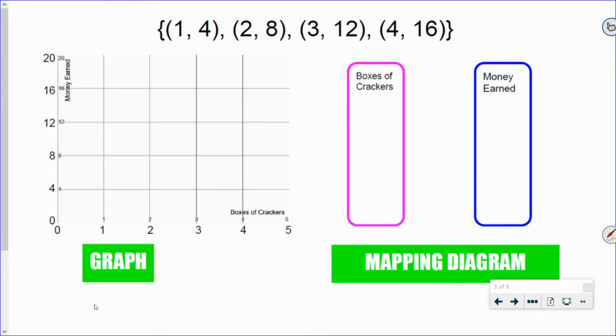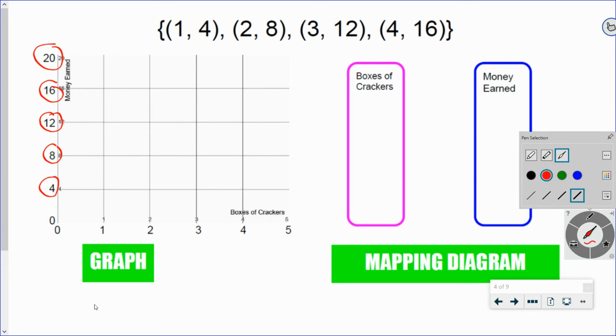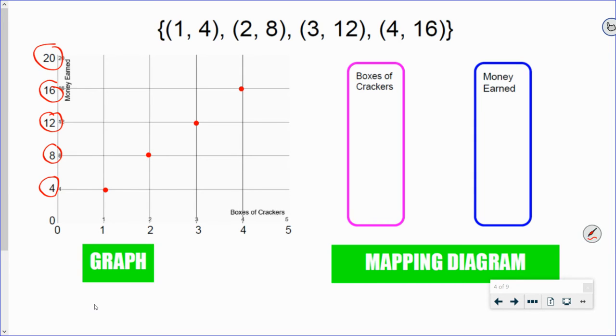And we take that same information and we can represent it on a graph. I just gave you some graph paper. You'd have to kind of establish that maybe this first notch means 4, and 8, 12, 16, and 20, just like that. If I go to graph those things, if I sell 1 box, I make $4. 2 boxes, I make 8. 3 boxes, 12, and 4, 16. So that's what it would look like on the graph.